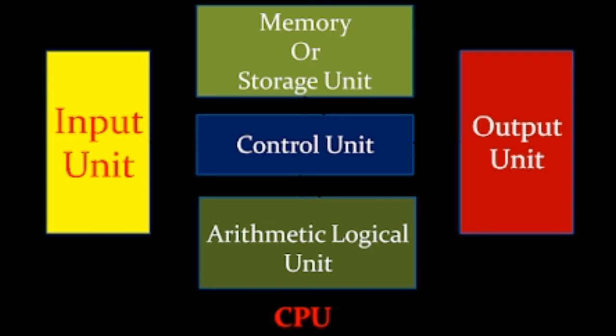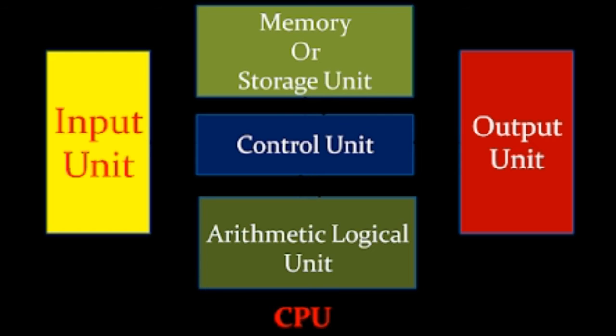Now we can see about the CPU. It is the middle part of the block diagram. CPU means Central Processing Unit. It is considered the brain of the computer. The CPU performs all types of data processing operations. It stores data, processes data, and controls the data to other devices. The memory unit is an important part of the CPU. It stores all the data and instructions required for processing.